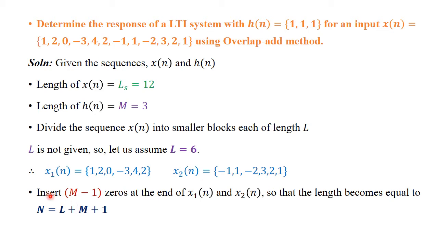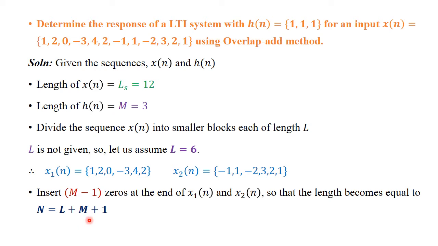Now, as per the procedure, the length of the sequences x1 and x2 must be equal to N. What is N? N is nothing but L plus M minus 1. L is a known value that we have assumed as 6. M is a known value equal to 3. And if we subtract 1, then we get the actual sequence length capital N, which in this case is equal to 8.